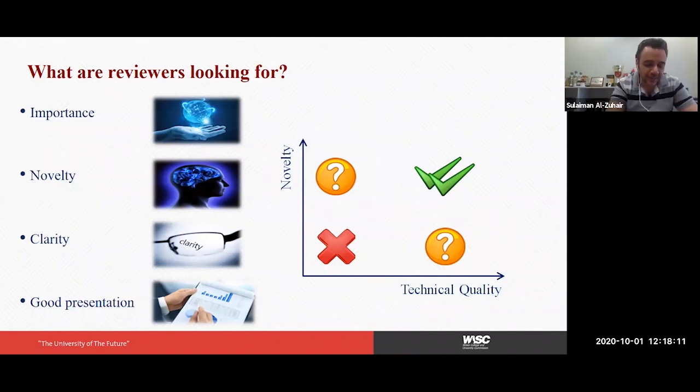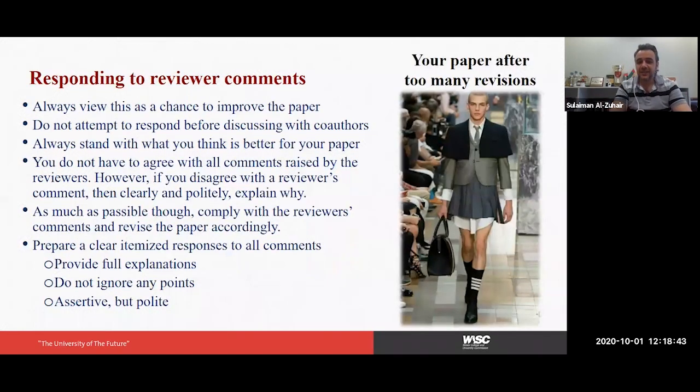They say good work published badly has low chances of publication. Bad work presented nicely has low chances of being published. Good work with good presentation has a good chance of being published, and bad work with bad presentation is deemed to be rejected. So you should look into the importance, novelty, clarity, and good presentation. All those are elements for your paper to be accepted. The photo here is not what you want your paper to end up with after the several reviewing.